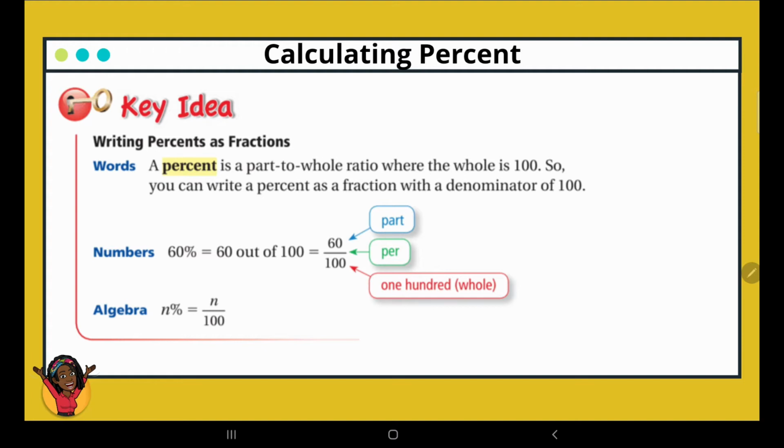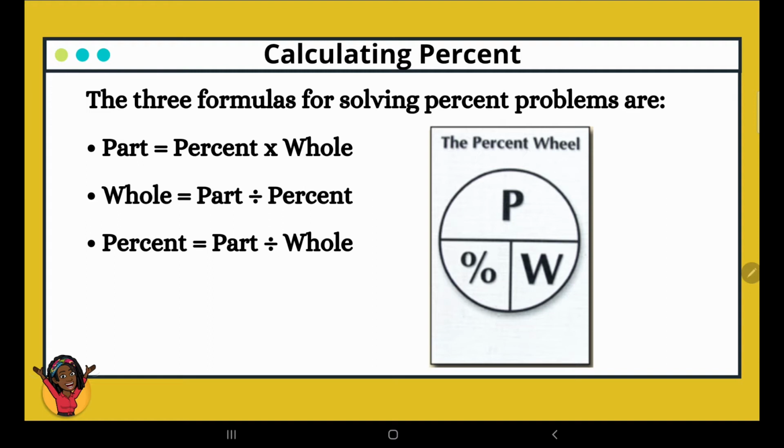Percent is a part to whole ratio where the whole is 100. So you can write a percent as a fraction with a denominator of 100. So for example, 60% is equal to 60 out of 100, which can also be written as 60/100th. We can also write this as a decimal, where we'd move our decimal point 2 places. So 60% as a decimal is 0.60.